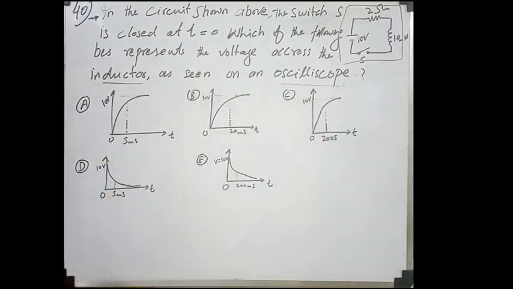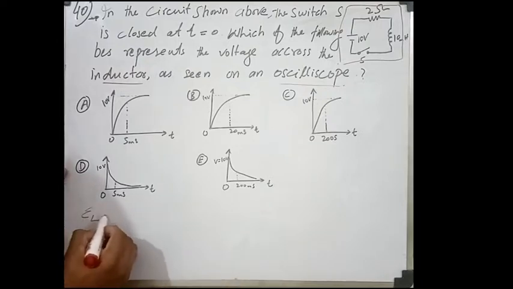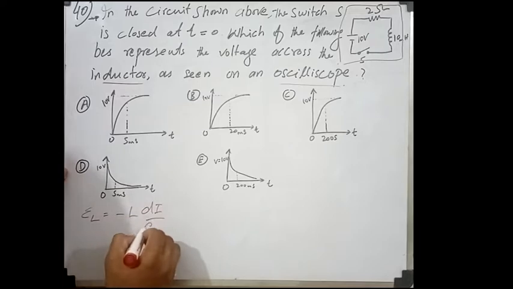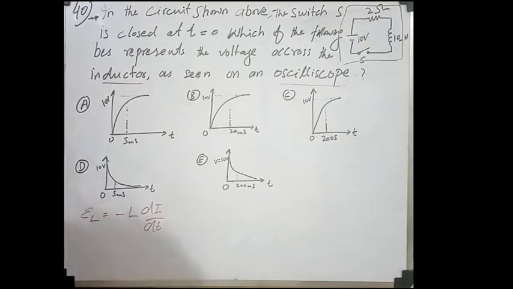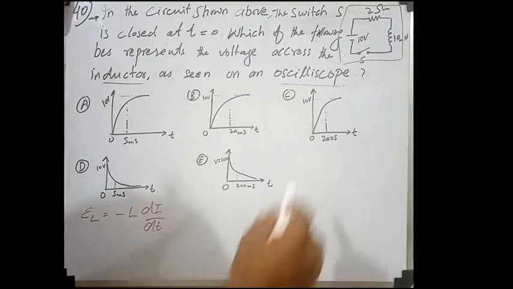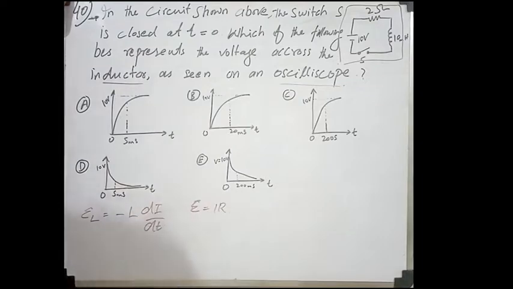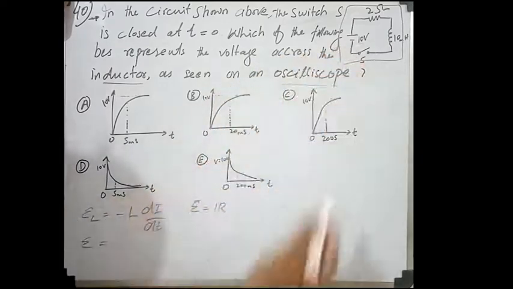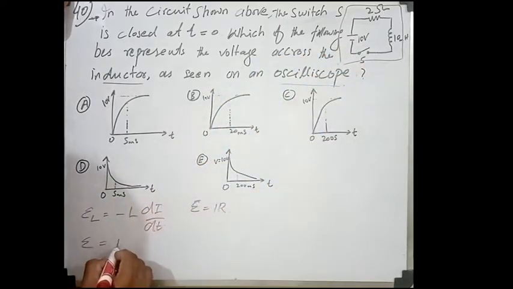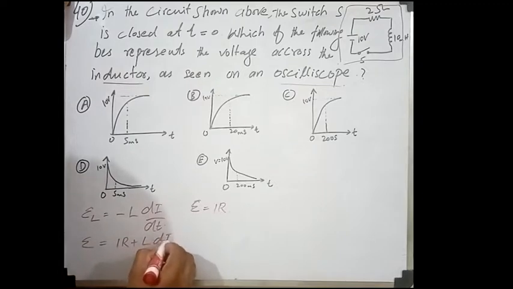So first of all, the voltage across the inductor is equal to minus L di by dt. Inductance multiplied by the rate of change of current, this is the voltage across an inductor in a circuit. If this was a purely resistive circuit, then epsilon is equal to IR. There are two components in this circuit, an inductor and a resistor. So we are using Kirchhoff's voltage law for this. Then epsilon, this is the EMF, is equal to the voltage drop across the resistor plus the voltage drop across the inductor, which is L di by dt. This is according to Kirchhoff.